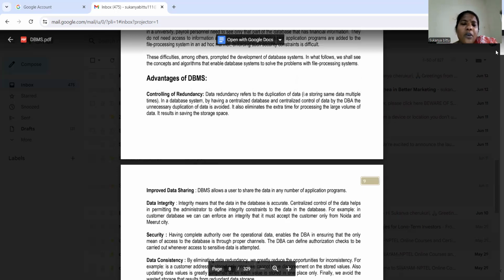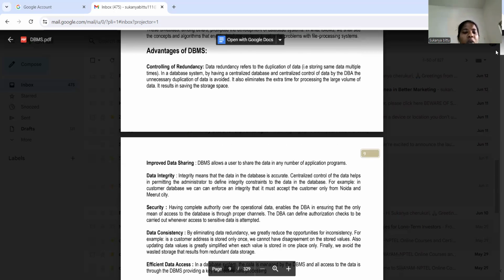So coming to controlling of redundancy. Data redundancy refers to the duplication of data in a database system. By having a centralized database and centralized control of data by the DBA, unnecessary duplication of data is avoided. It also eliminates the extra time for processing large volumes of data. It results in saving storage space. So, improved data sharing. DBMS allows a user to share the data in any number of application programs.